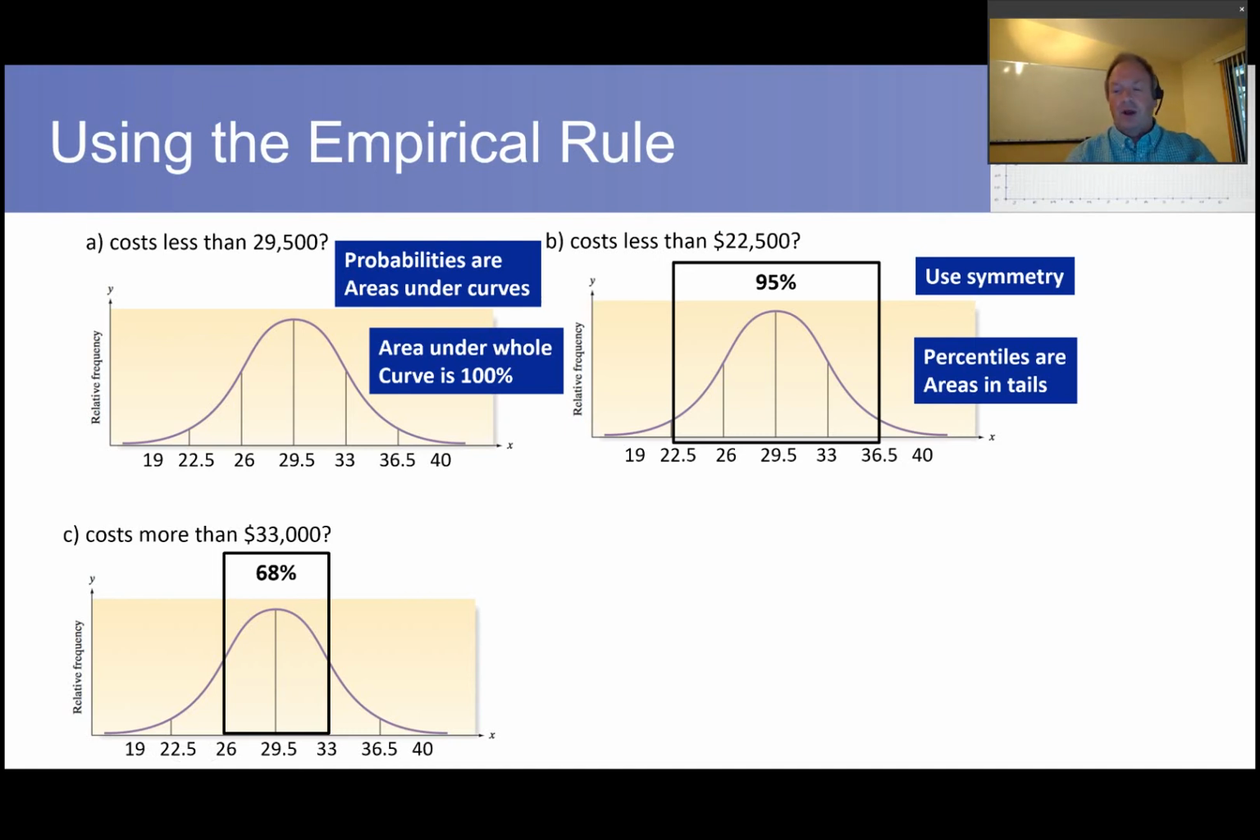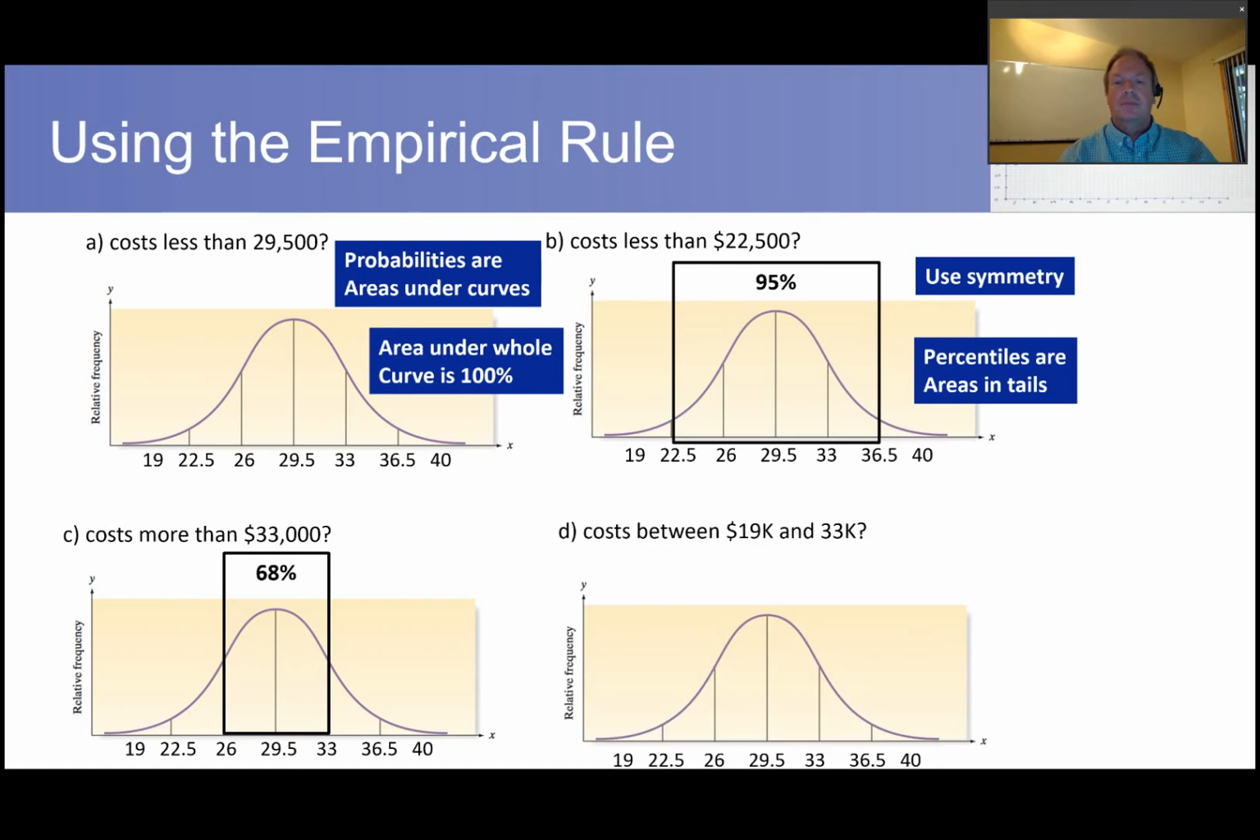Now we come to a hard problem. What if I want to find out how likely it is I'm going to randomly choose a value between 19,000 and 33,000? Now I look at this, and these data values are not the same distance away from the mean. 19,000 is 3 standard deviations, and 33,000, we just saw in part C, is 1 standard deviation.